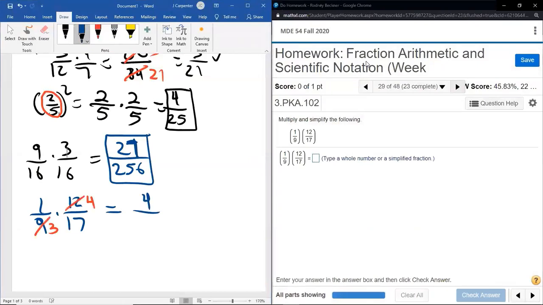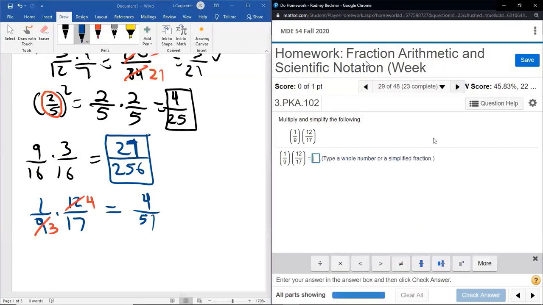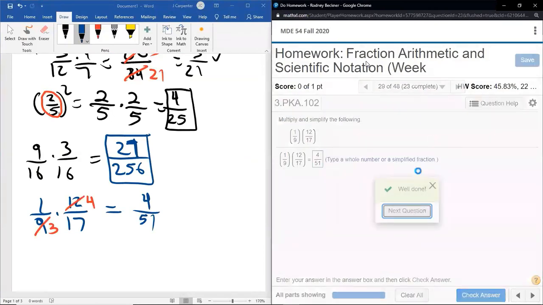1 times 4 is 4. Over, that's 17, 34, 51. 3 times 17 is 51, not 57. So 4/51, and we get it.